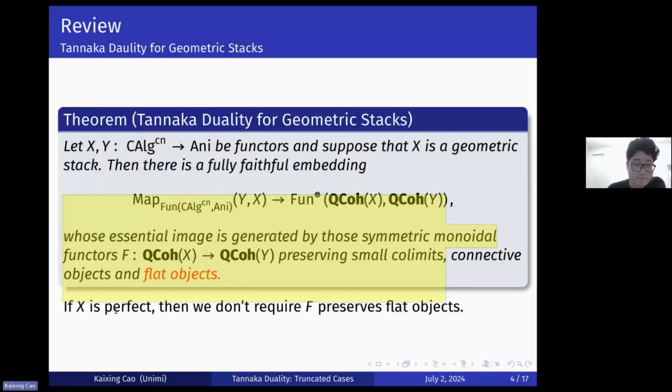But when X satisfies some finiteness conditions, like X is perfect or locally Noetherian, and here we even talk about the constant geometric stack, which has the finiteness condition, we can drop the requirement of preserving flat objects, since it is automatic. But today, the flat objects will play a very important role in the talk.